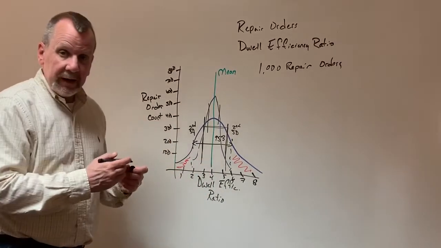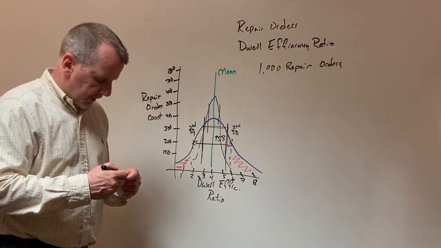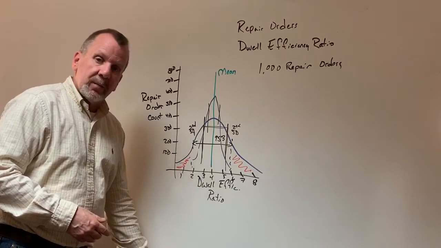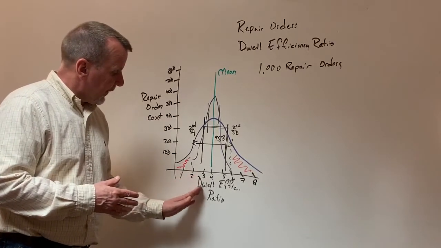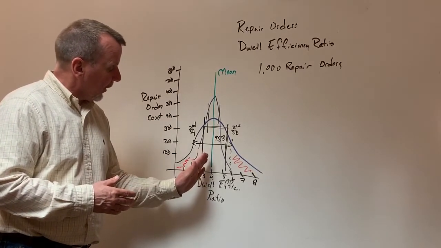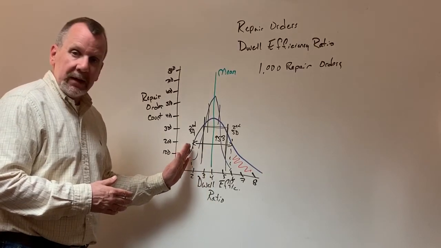You'll see that it's tightened up. Our work has become more predictable. The customer experience is better. And over time, we're going to affect this dwell efficiency ratio by learning from it and starting to move the mean to the left.